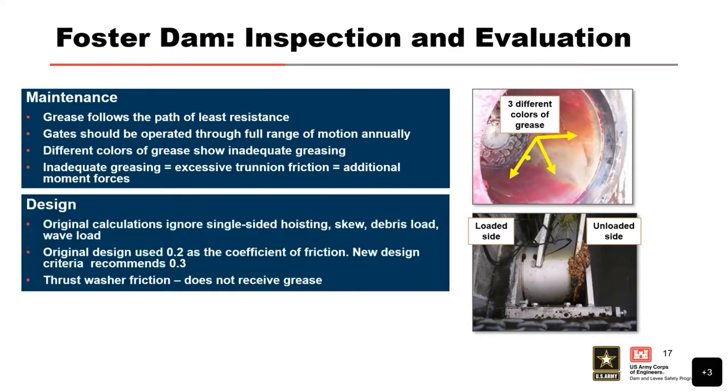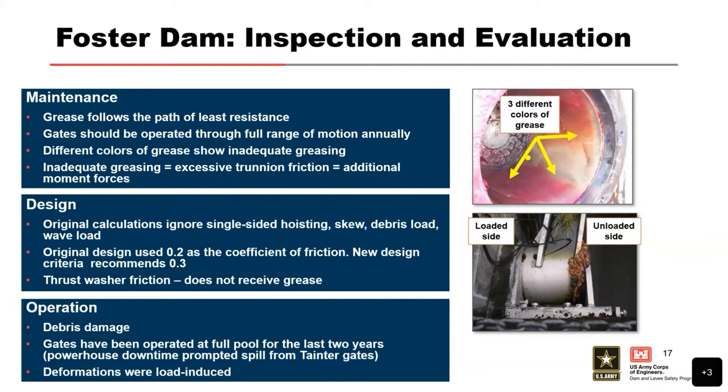So as far as design goes of these gates, the original calculations ignored the single-sided hoisting, skewing, debris load, and wave load. The original design did include a coefficient of friction of 0.2, but it was determined our new design criteria would have recommended 0.3 for this. And the thrust washer friction, so you're looking on the loaded side of that bottom picture, it was not receiving grease.